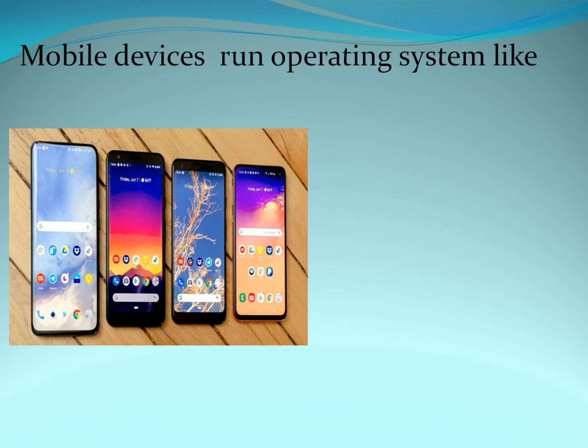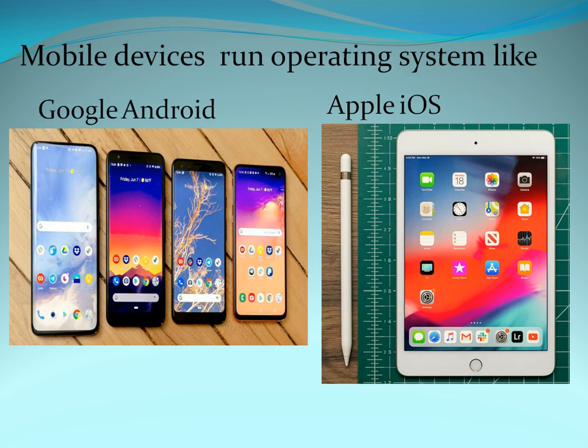So students, we are aware of the mobile and how it is running. Mobile devices run with an operating system only. There are two major ones. One is Android and one is Apple. All of you are having a mobile which is connected with the Android operating system, and one is for the Apple operating system.